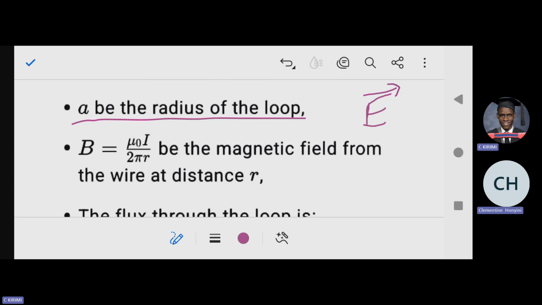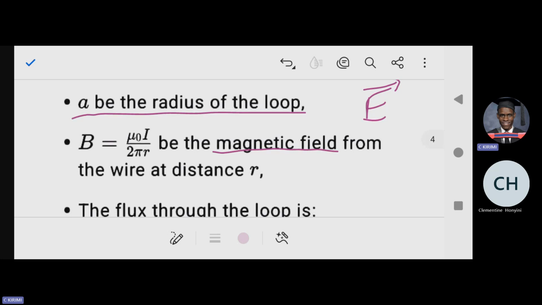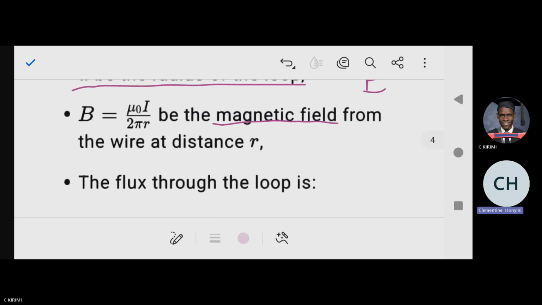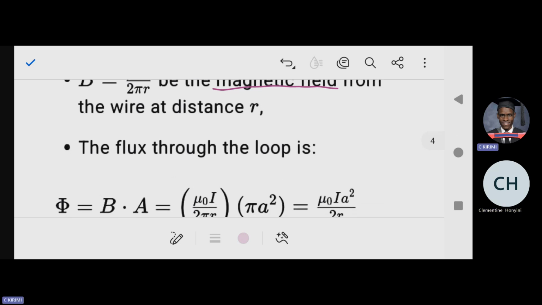So B is mu naught multiplied by I over 2 pi r, from the wire at distance r. That is the formula we are going to be using for calculating the magnetic flux. Then through the loop, flux is given by the symbol phi. We call it the symbol phi.